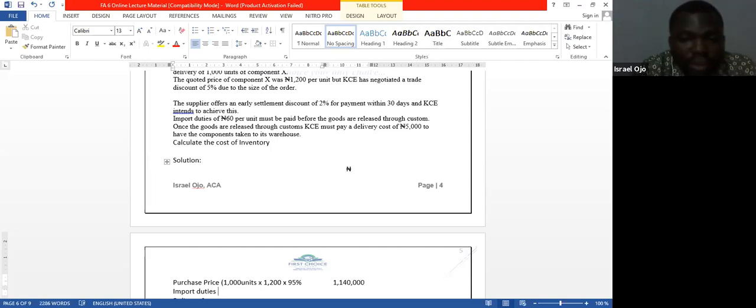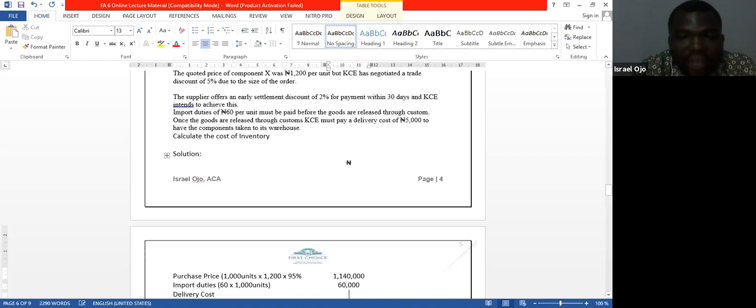So import duties. Now, import duties is 60 naira. For how many units? It's per unit, 60 naira per unit. So we have 1,000 units. So if we multiply that together, that will give us 60,000. Delivery cost is what? 5,000. So it's not per unit. It's the lump sum of 5,000.